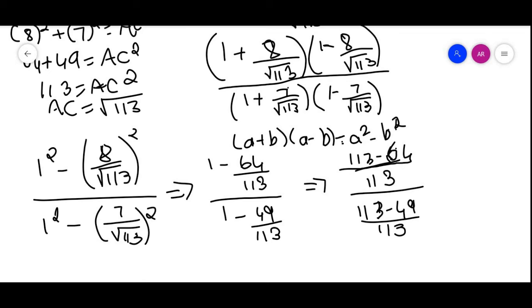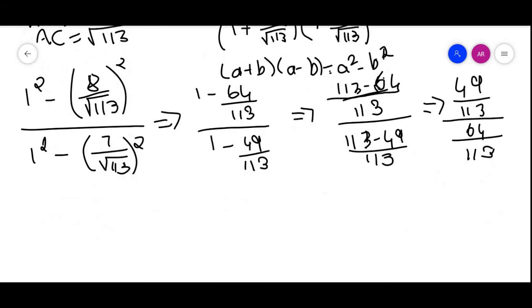So we can still simplify it. 113 minus 64, simple math again, just 49. So 49 by 113 divided by, again we have 113 minus 49. So it's going to be 64 by 113. Okay. So we got the fraction as 49 by 113 divided by 64 by 113.